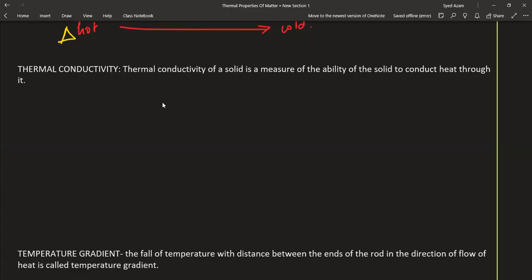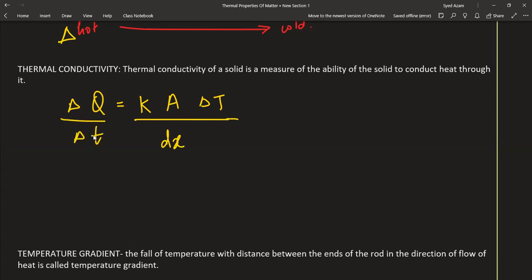So when we're talking about this, delta Q is equal to K, change in area, change in temperature by the thickness of the material. So K, A, delta T, and multiply. This is actually delta Q by delta small t. So what is small t? Small t is the time, change in time. So delta Q can also be written as, this is the coefficient of thermal conductivity.